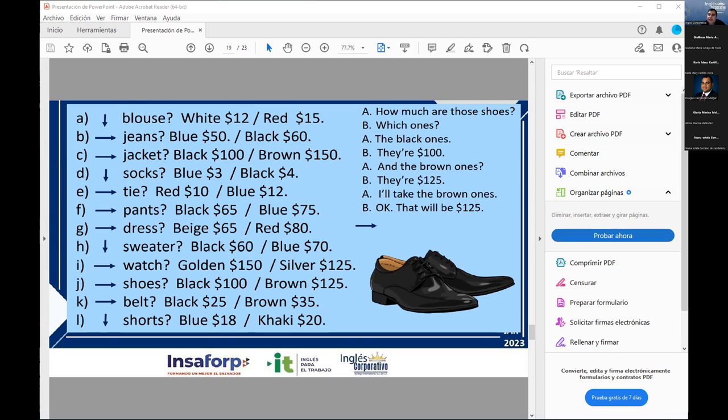Okay, as an example, you say like this: this blouse. How much is this blouse? How much are these jeans? How much is that jacket? How much are these socks? How much is that tie? How much are those pants? How much is that dress? How much is this sweater? How much is that watch? How much are those shoes? How much is that belt and how much are these shorts? Which ones?